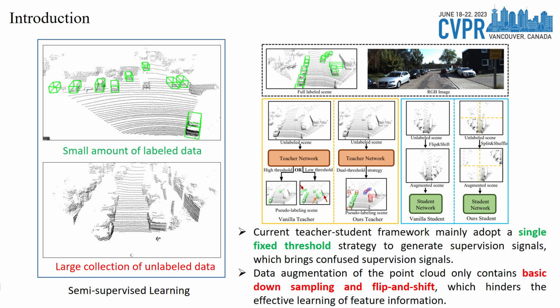As shown in the right figure, the teacher network generates more reasonable supervision for the student network by designing a dynamic dual threshold strategy. Besides, the shuffle data augmentation strategy is designed to strengthen the feature representation ability of the student network. Extensive experiments show that STA consistently outperforms the recent state-of-the-art methods on different datasets.